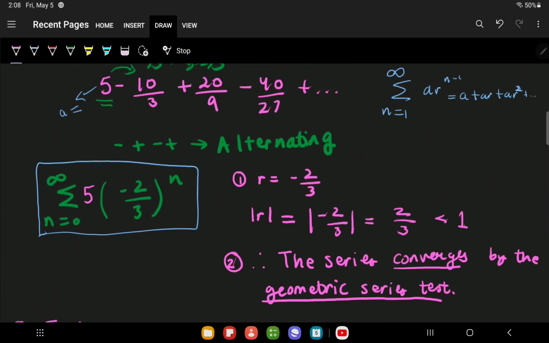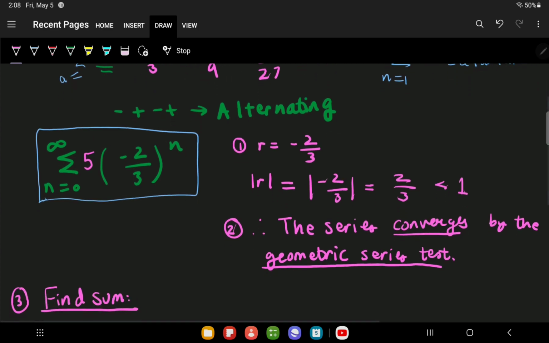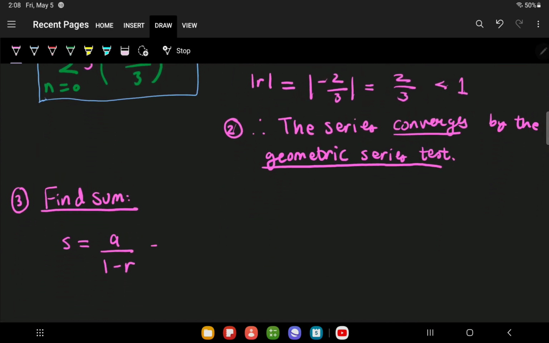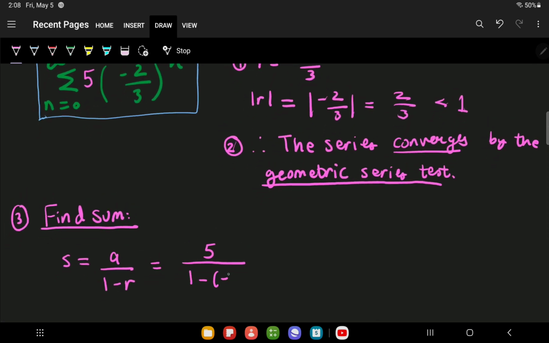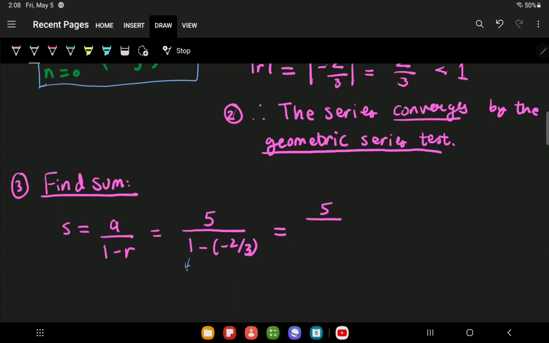A is the first term, that's your 5. And your r is negative 2 thirds. Now let's plug and chug. We get 5 over 1 minus negative 2 thirds, which is 5 over, another way to write 1 is 3 over 3. Negative is a positive. 3 over 3 plus 2 over 3 is 5 over 3. Dividing by a fraction is the same thing as multiplying by the reciprocal. So the sum is equal to 3.